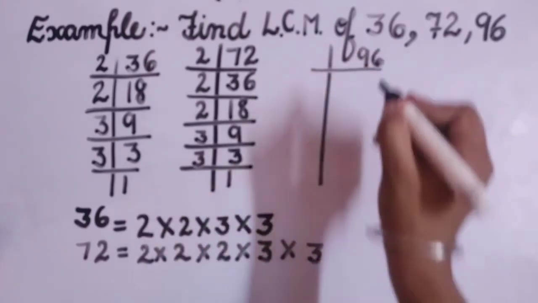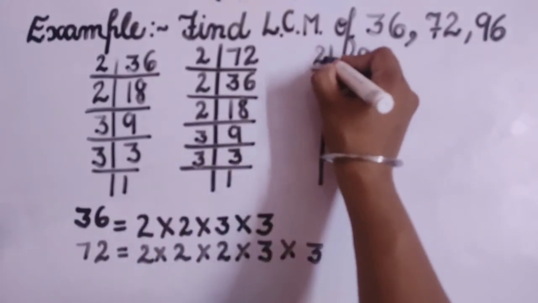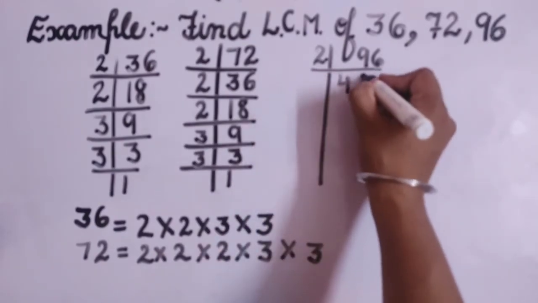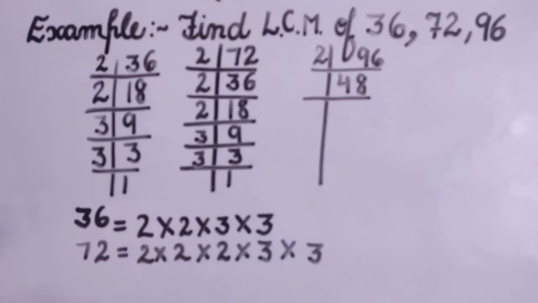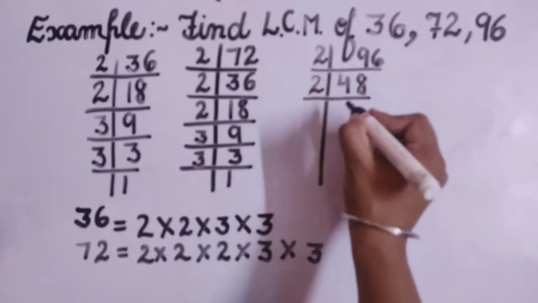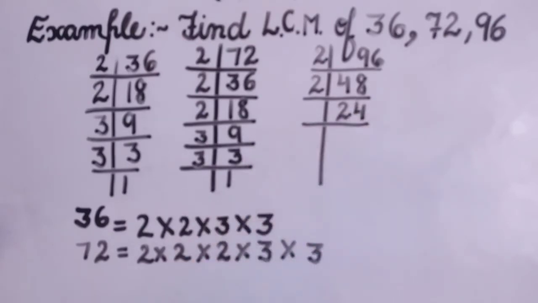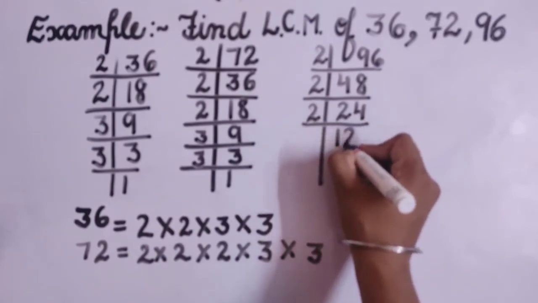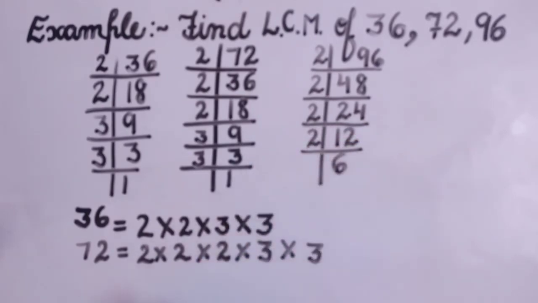Let's try to divide 96 with the smallest prime number, that is 2. When we divide, students, we will get the answer 48. Once again, try to divide 48 with 2. We will get 24. 24 can also be divided by 2. So let's divide it. 12 will come. Once again with 2. 2 6s are 12.